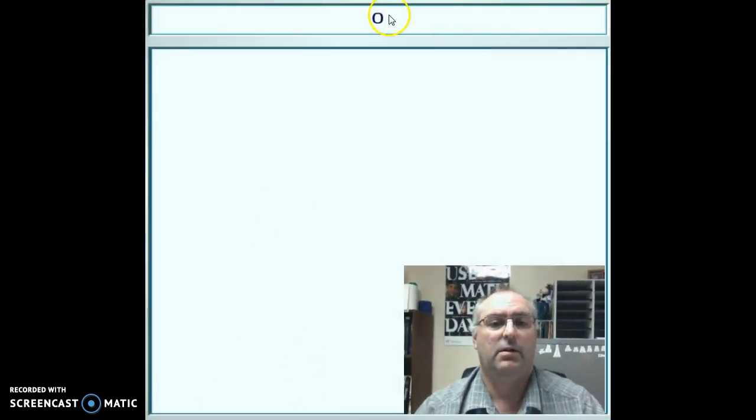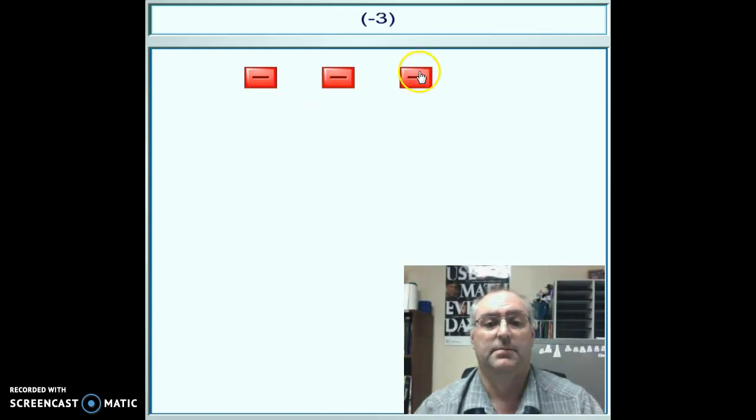So here's our layout. You'll notice at the top it says 0 because we've got nothing here. I'm going to add in one tile. This plus means positive 1. If I add a second positive tile, we get plus 2. Now I'm going to clear those off. Here's a negative tile. Notice when I put 1 down, it becomes negative 1. If I add 2 more, it makes negative 3. So let's clear those off.